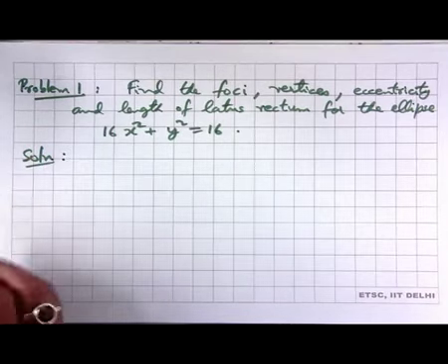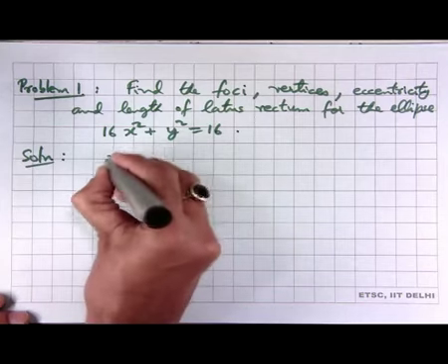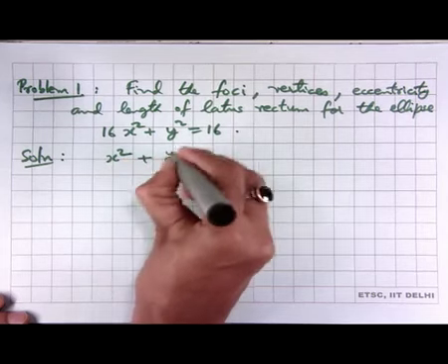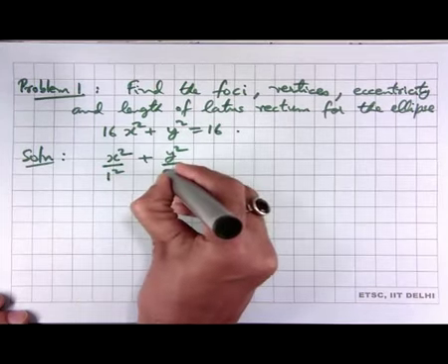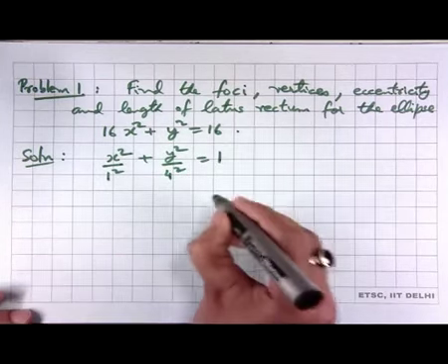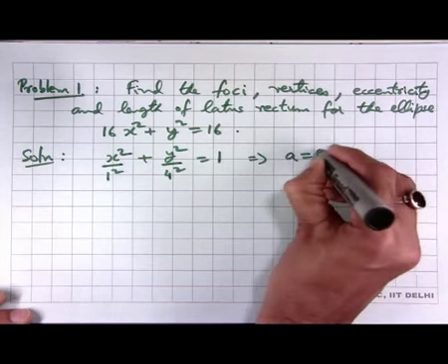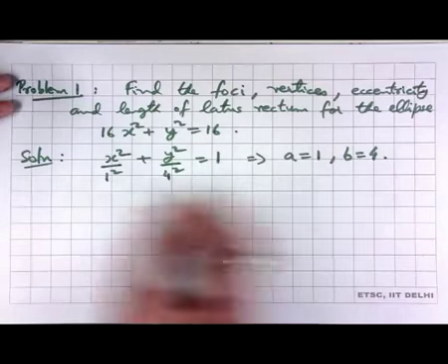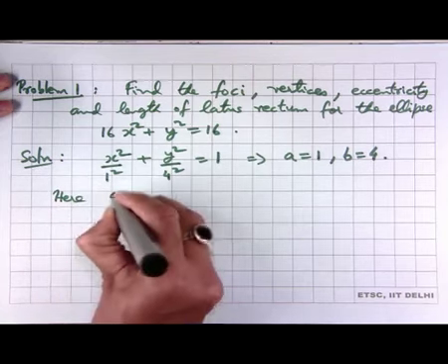So, first we will write the equation in the standard form. Dividing by 16, we get x² plus y²/16. So, I will write x²/1² + y²/4² = 1. This implies a is equal to 1 and b is equal to 4. So, in this case a is less than b.